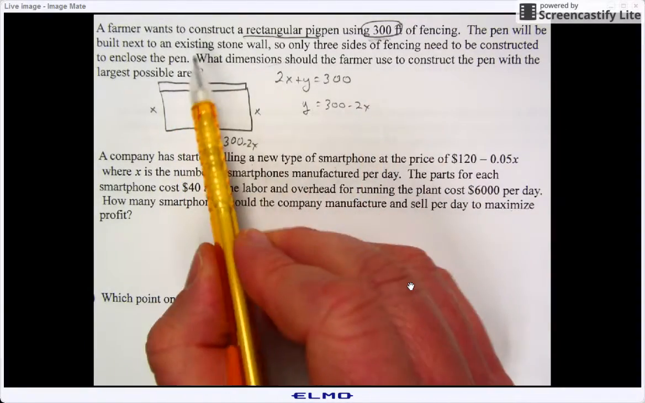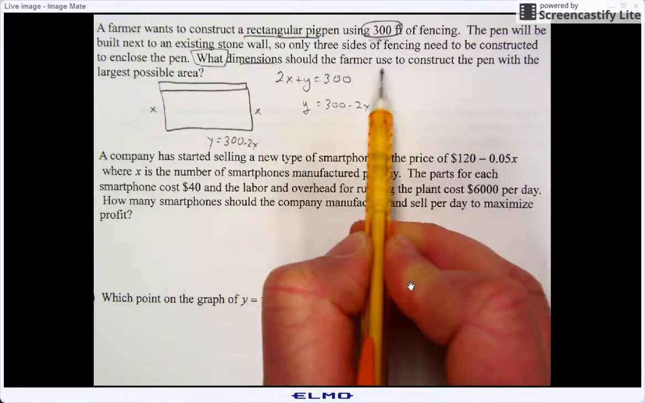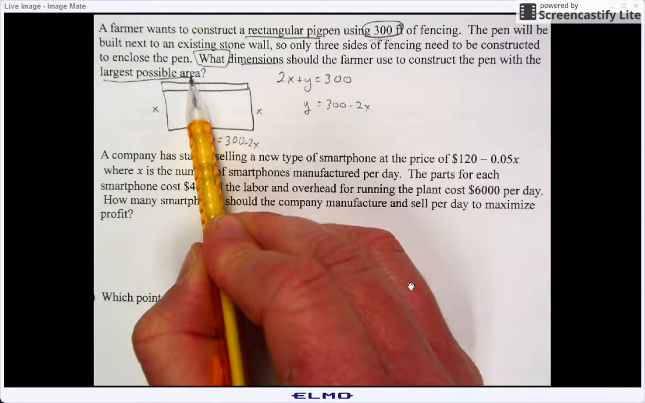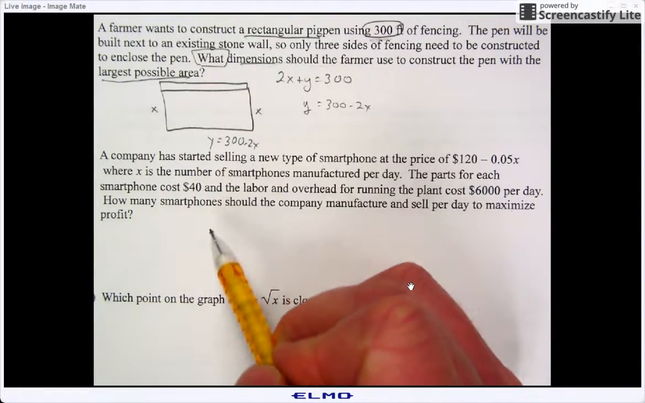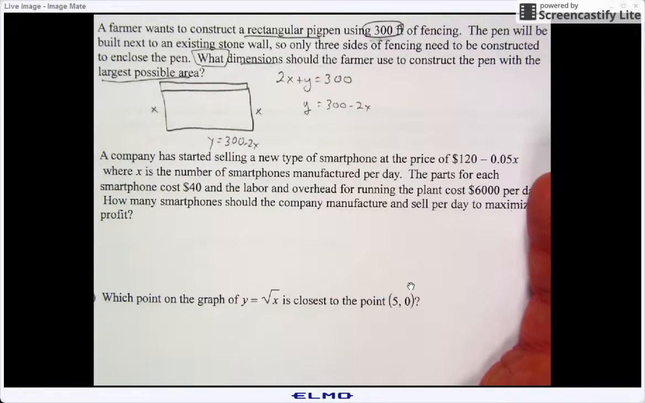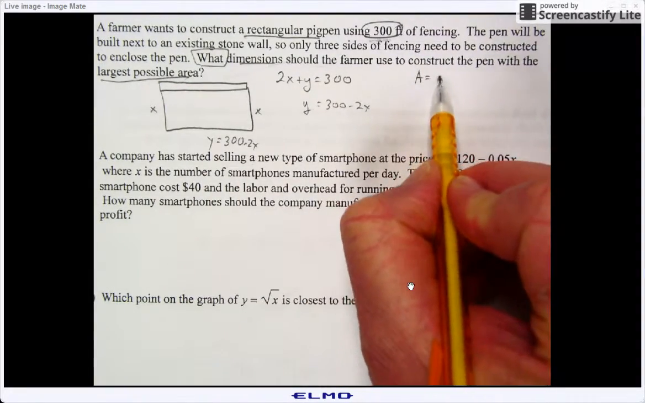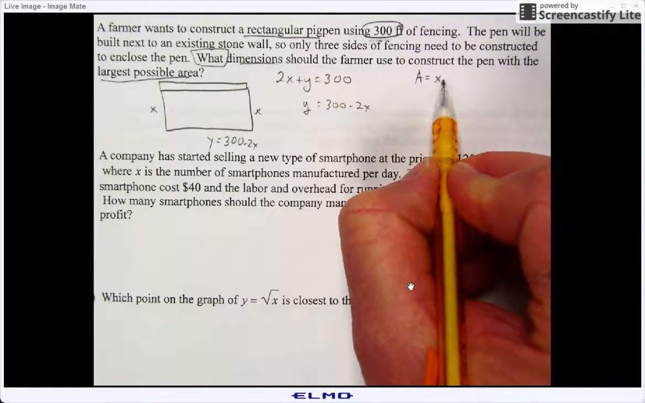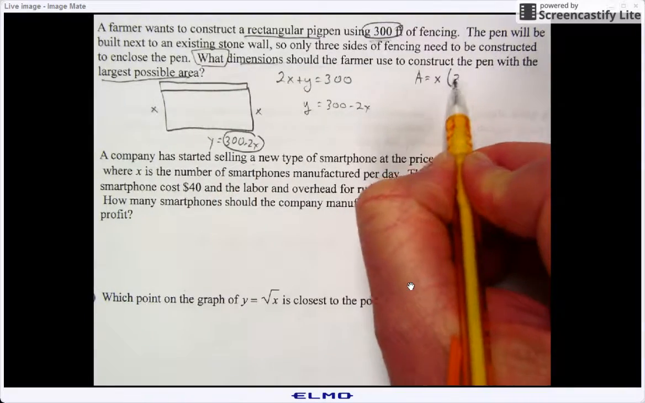So it says the pen will be built next to the stone wall, blah, blah, blah. What dimensions should the farmer use to construct the pen with the largest possible area? Largest meaning maximum. Okay, and a lot of these won't have a max and a min initially. So really, we're going to find where the derivative is 0 and we'll be done. Okay, so the largest area. Well, area equals x times y. So in our case, the y is the 300 minus 2x.